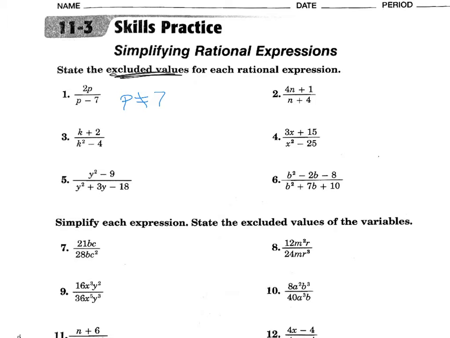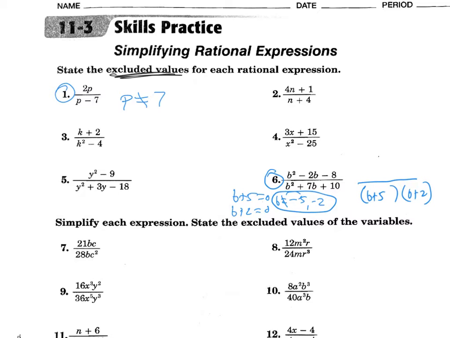Or let's do one where you have to factor a little bit. Let's do number 6. So we did number 1, we'll do number 6 as well. If I was going to factor the bottom, here's what I would get. We need a pair here: b plus 5 and b plus 2 would give me a 10 that adds up to 7. Notice the excluded values then: I would put both of those equaling 0 and then solve for b. So I'd get negative 5 and negative 2. So b cannot be negative 5 or negative 2. That little slash through the equal sign means the excluded value, okay?